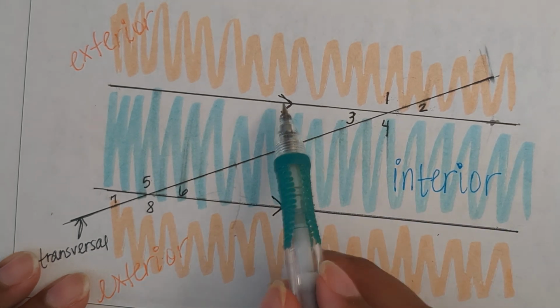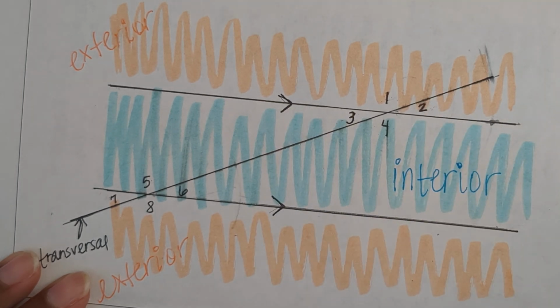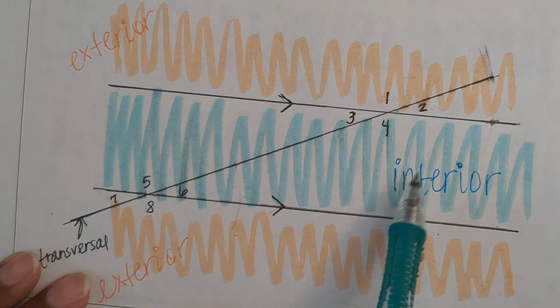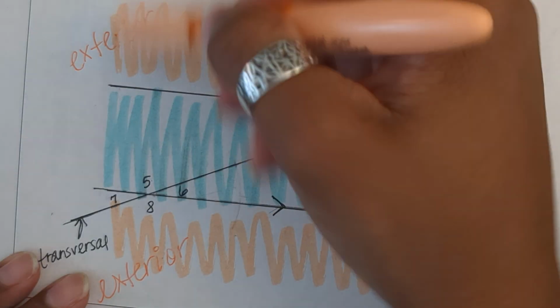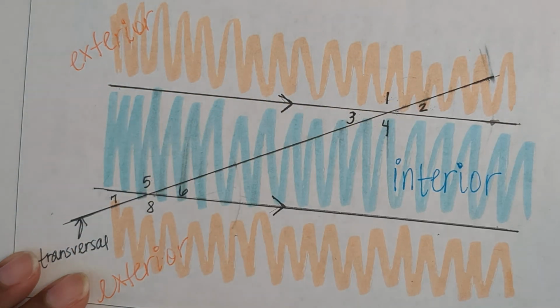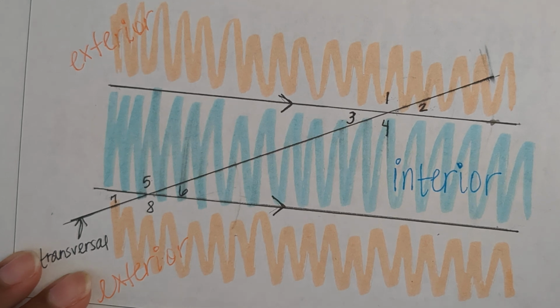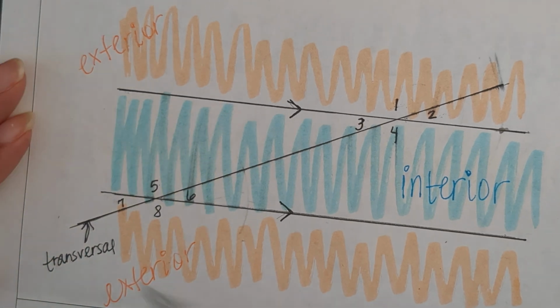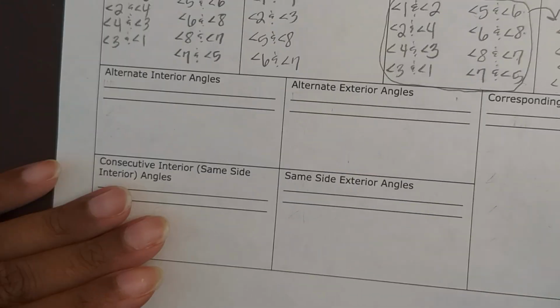I also went ahead and marked the parallel lines with these 2 arrows. That's how we show parallelism. It's called the interior because it's between the parallel lines. And then this orange space that I tried to kind of color is the exterior because it's outside, or not between the parallel lines. So that's pretty much all you need to know about that. And then this line is the transversal. So, moving along.